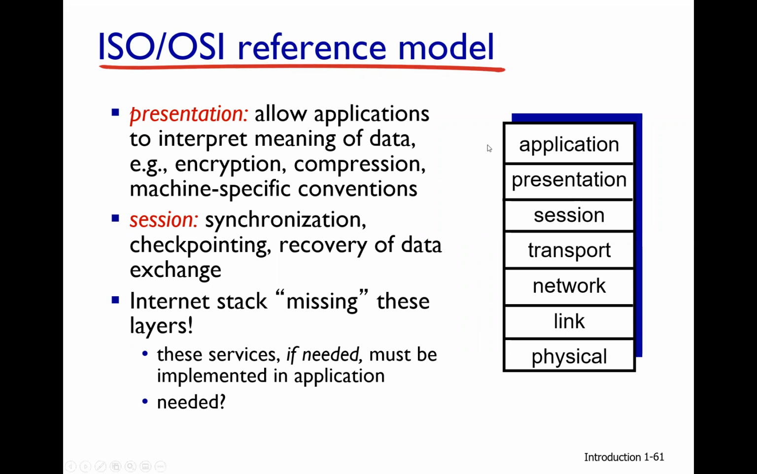Very quickly, if you look at this layer structure, our OSI model has 2 more layers added between the application and the transport layer. The application layer talks about what the application does, and the transport layer is responsible for providing process-to-process communication. Between them, in the OSI model, 2 layers have been added. One is the presentation layer. The presentation layer allows applications to interpret the meaning of the data, such as through encryption and compression.